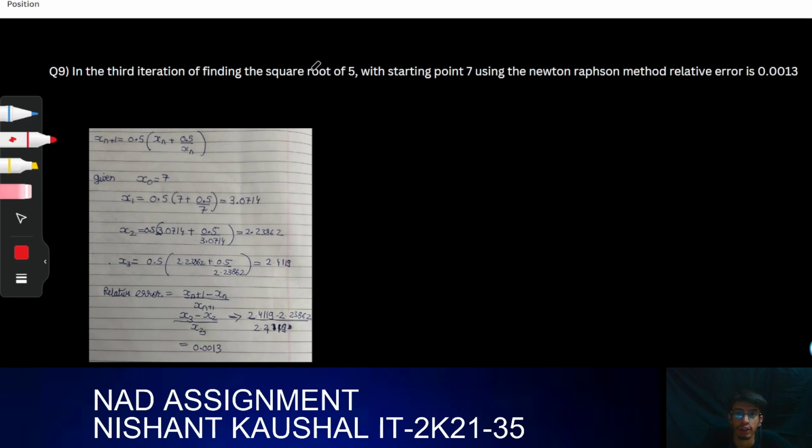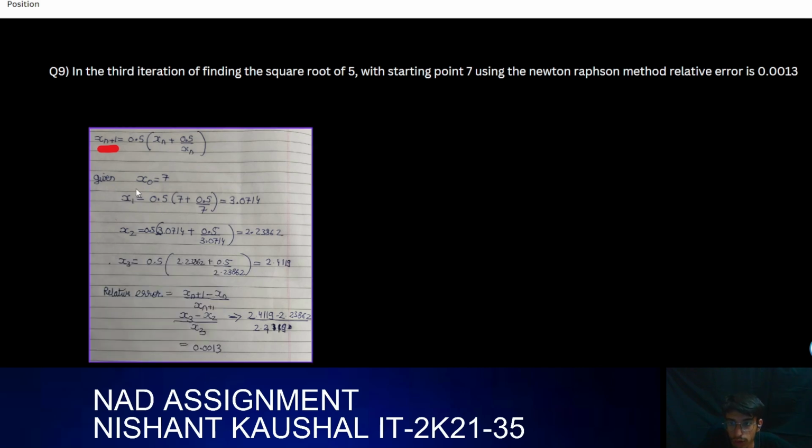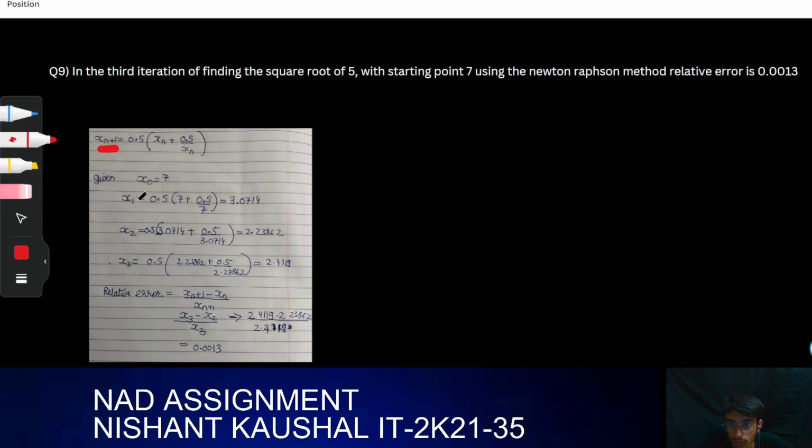In the third iteration of finding the square root of 5, the starting point is 7. Using the Newton-Raphson method, the relative error is 0.0013. In the Newton-Raphson method, the general formula is x(n+1) equals 0.5 xn plus 0.5 upon xn. As we have been given x0 is 7, we will find x1. x1 will be 0.5 times 7 plus 0.5 upon 7, that will be 3.0714. Similarly we will find x2 and x3.